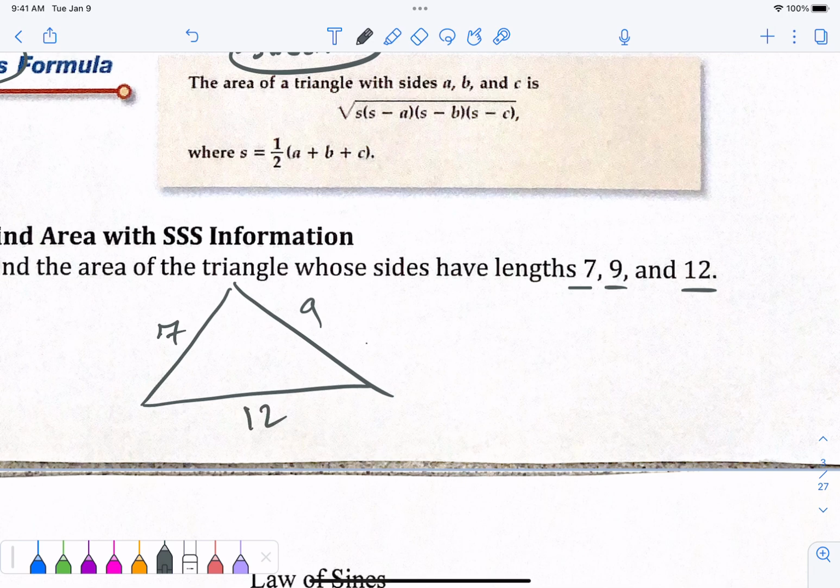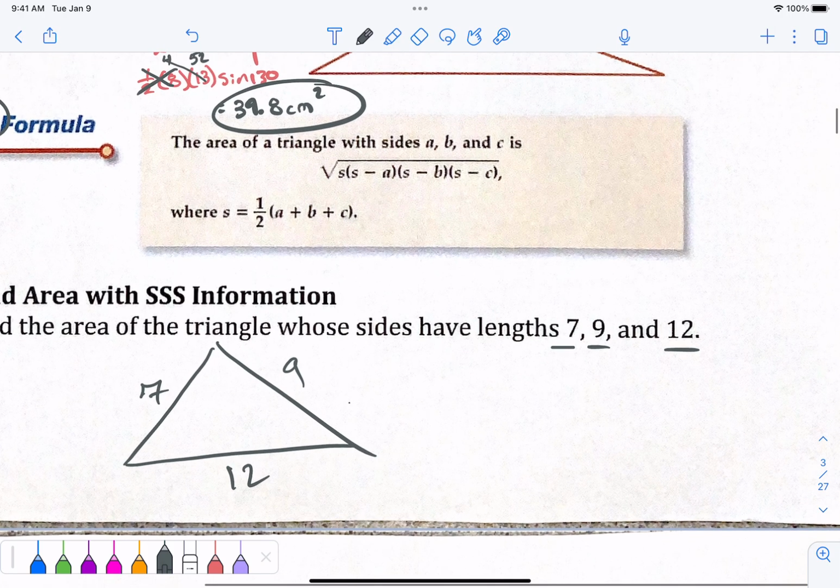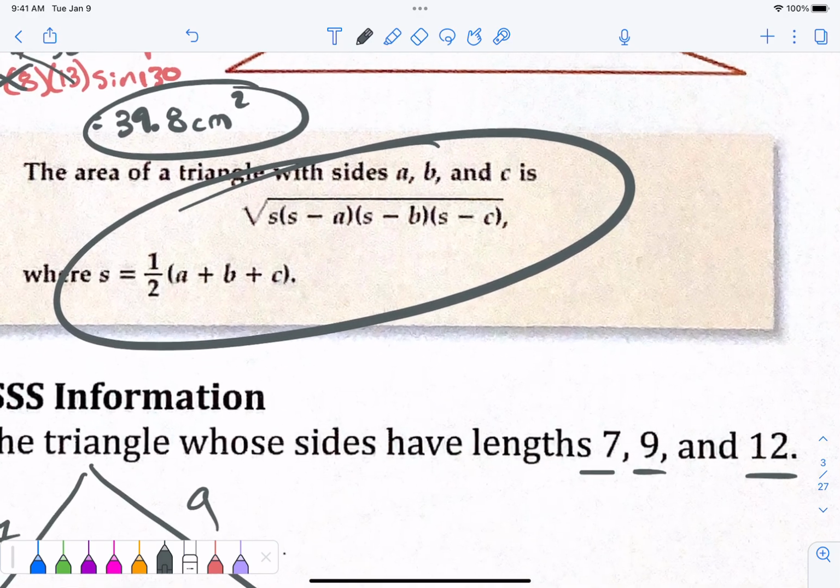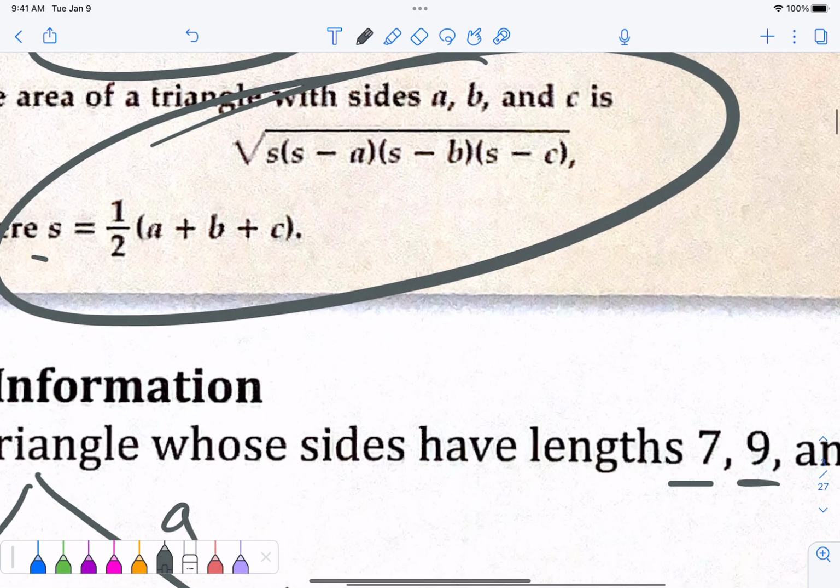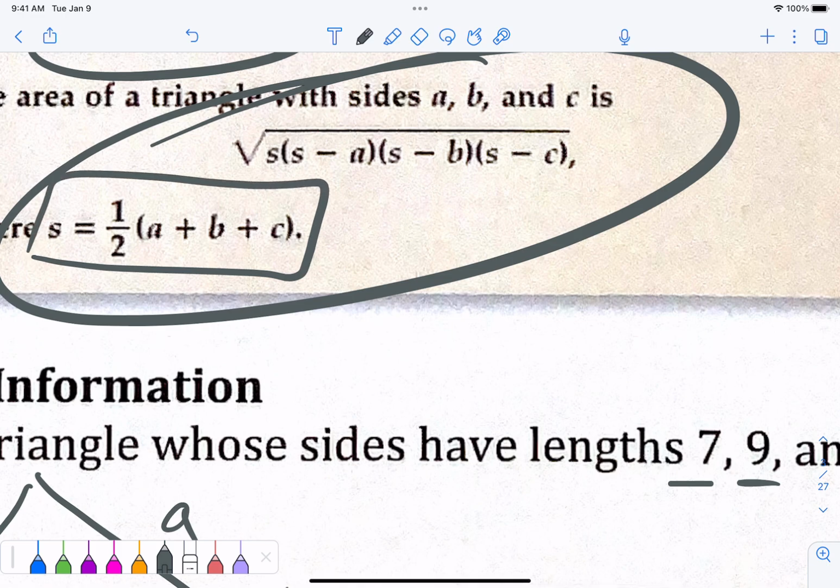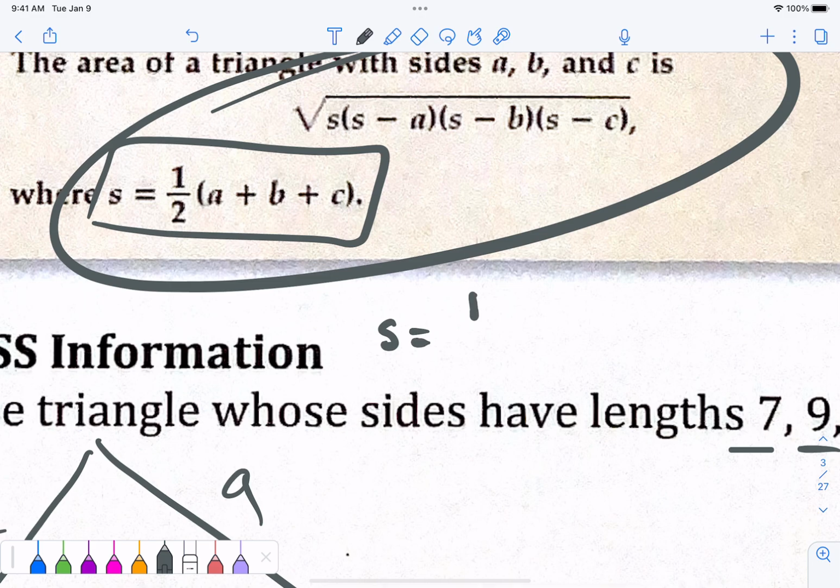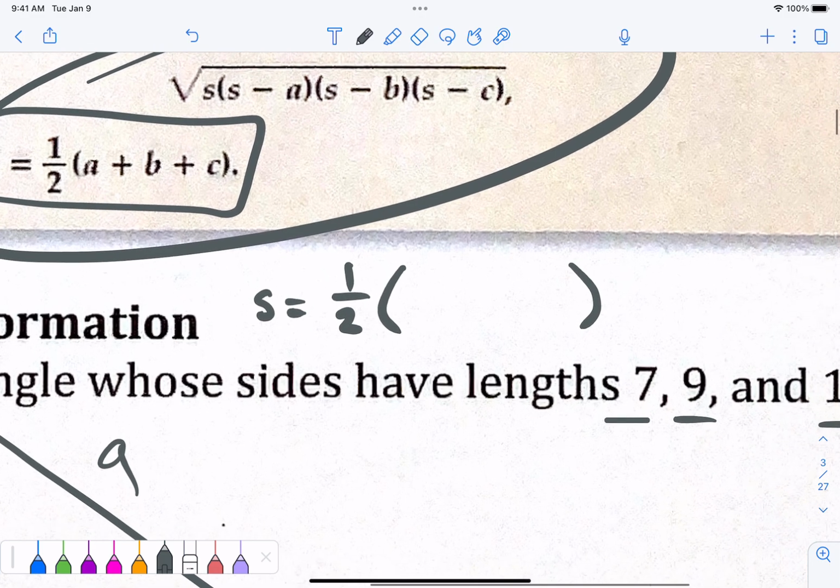He is not a right triangle, so I can't just do 1/2 base times height. Here's how I do it: I have to do two formulas in one. This is called Heron's formula. I start with this part down here, and I have to solve for what's called S. S is 1/2 of A plus B plus C, so I add all the sides together.